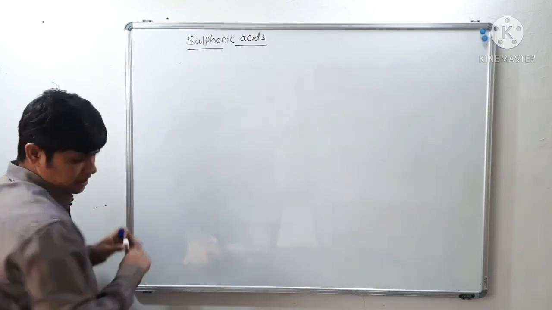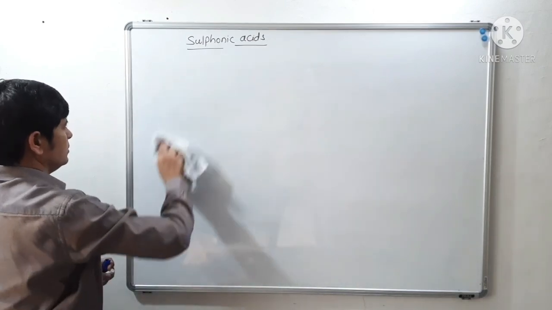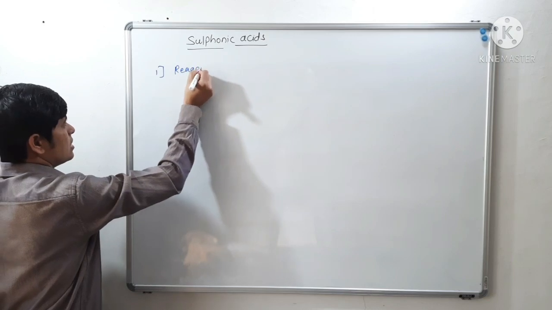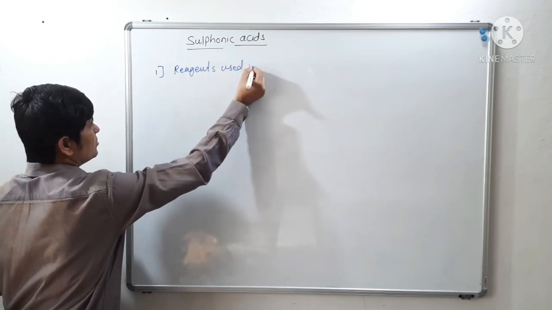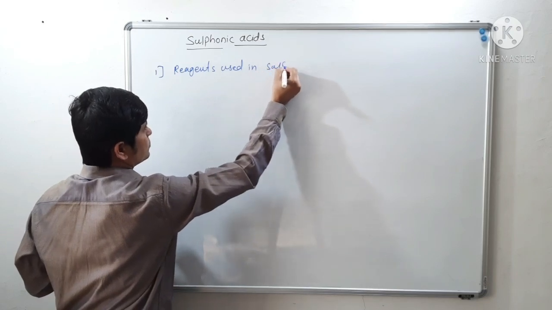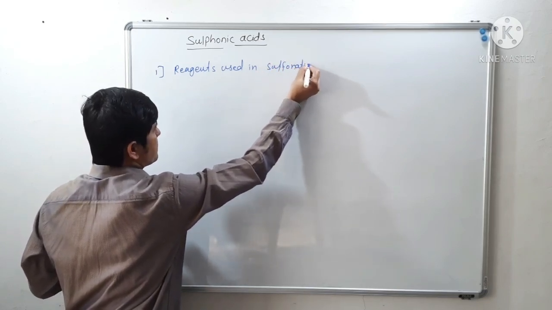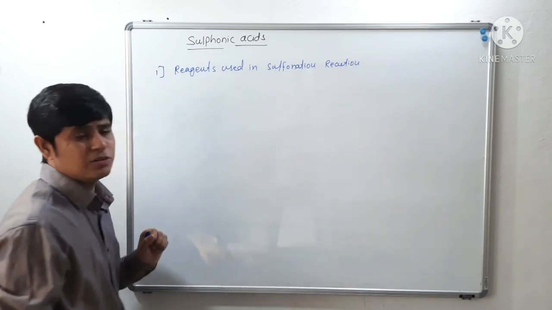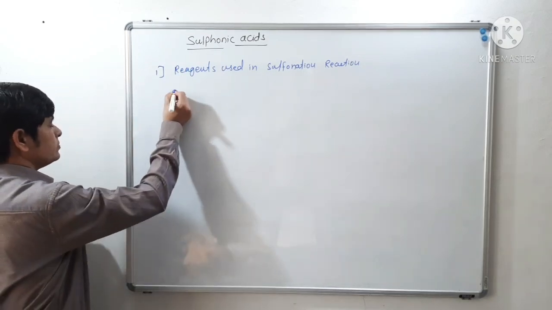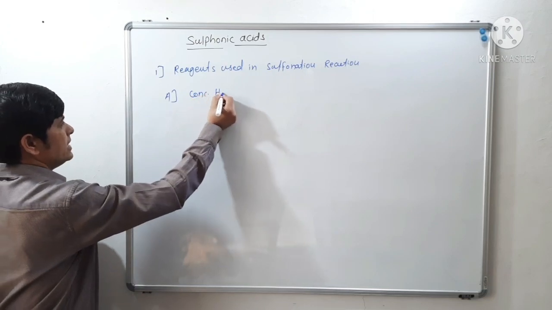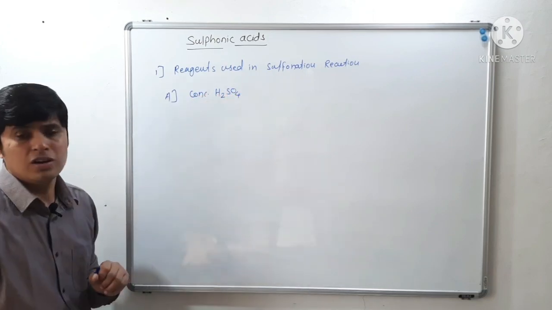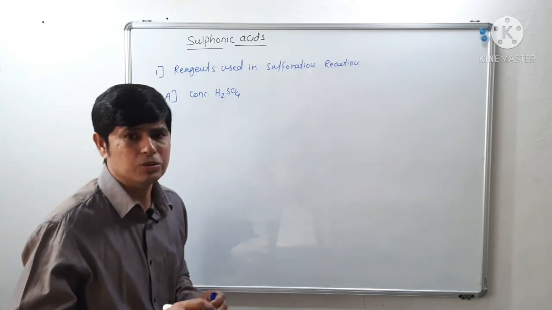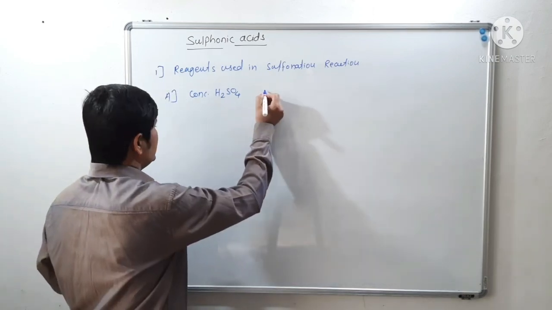Reagents used in sulfonation reaction. First, we can use concentrated sulfuric acid as a sulfonating reagent for introduction of the sulfonic acid group into an aromatic nucleus.